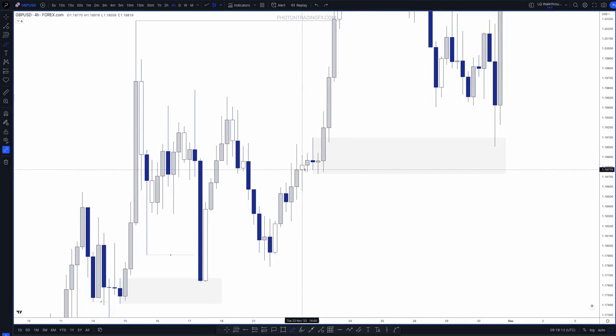Now, some people will look at the wicks of the candles and say price came down and grabbed the liquidity below that low. And that's for them. On a lower time frame, that's probably what would happen, because on a lower time frame it would look like a down movement, an up movement, and then price taking the low. You go down to maybe the 15-minute.